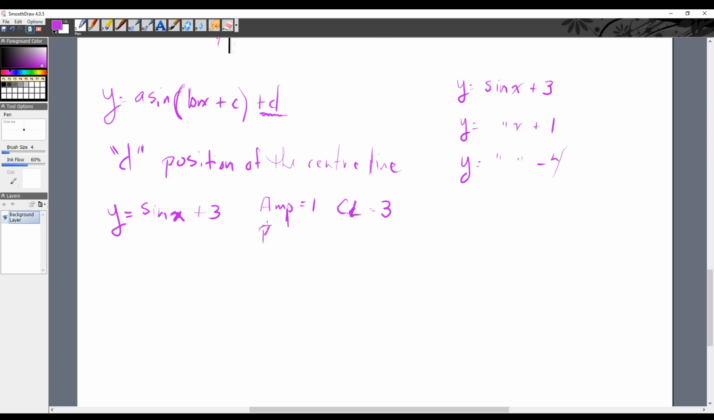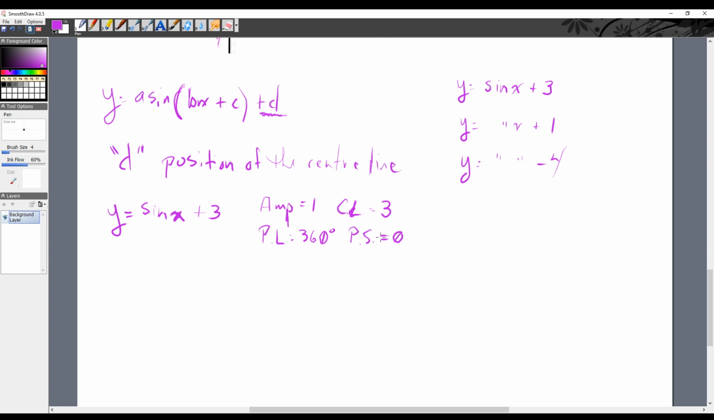Now, period length, we haven't changed anything about. It is still 360 degrees. That's the period length. And then the phase shift is how much gets moved left and right. We haven't really talked about that at all yet. Phase shift is going to be 0.